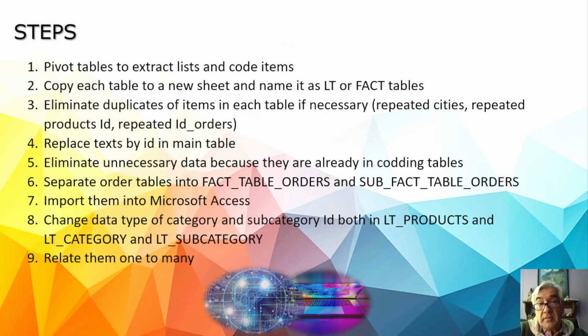So there are many. Okay, and then we have to change the data type of category and subcategory ID, both in LT products and LT category and LT subcategory, and I am going to explain why afterwards. And then we have to relate them one to many or many to many if it were the case. Okay.